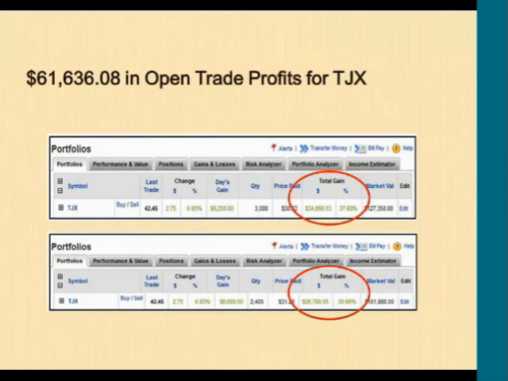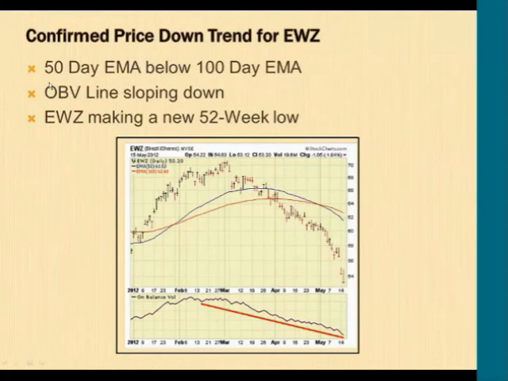And this just shows my open trade profits for TJX. I have about $61,000 in open trade profits. And what I've been doing is selling ETF call options each week, weekly call options against this TJX stock.